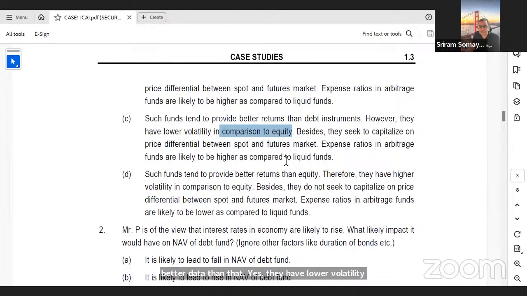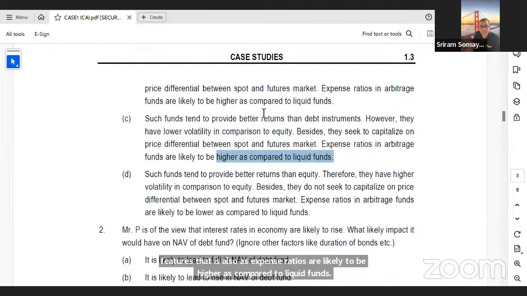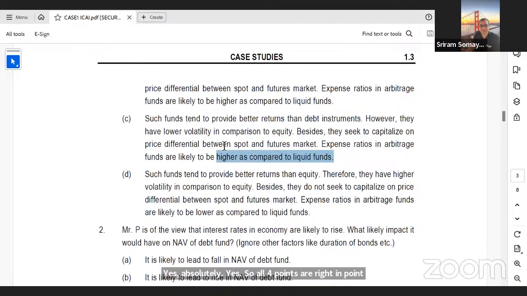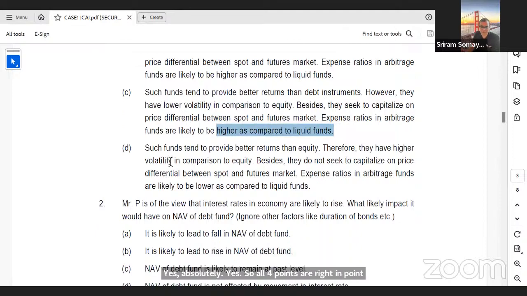That is also yes. Expense ratios are likely to be higher as compared to liquid funds. Yes, absolutely yes. So all 4 points are right in point C, which is why the answer for this is point C. Let me just look at point D.